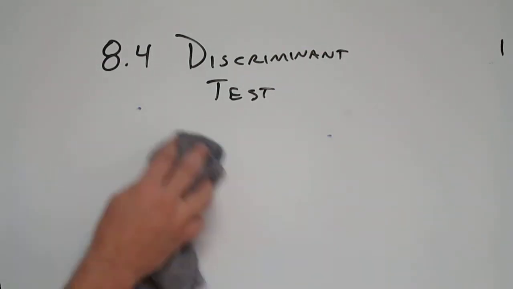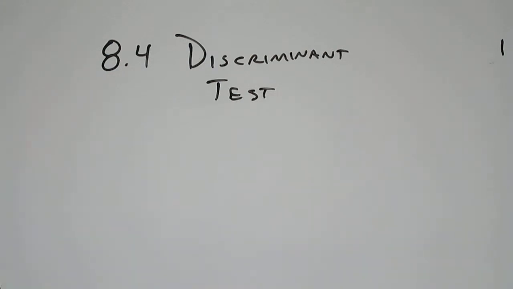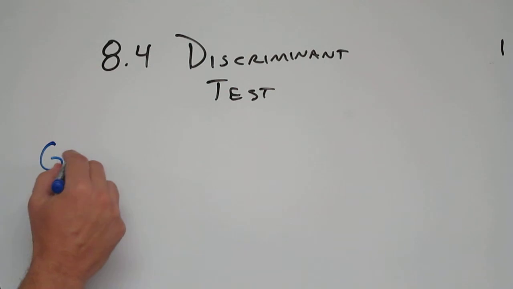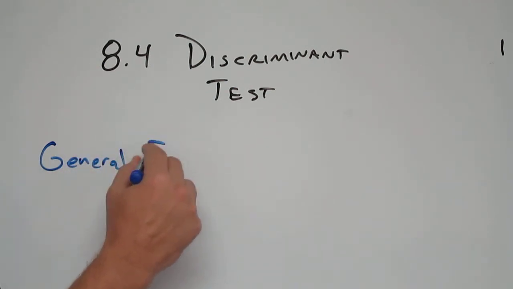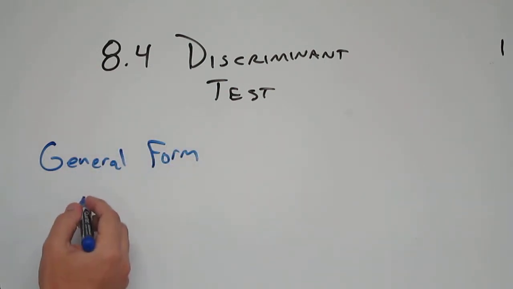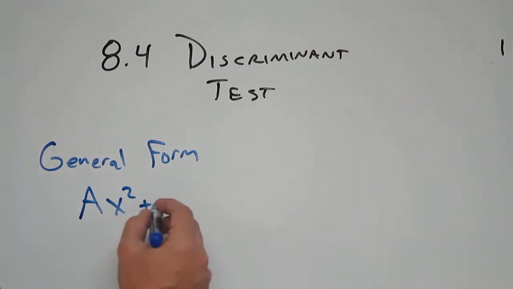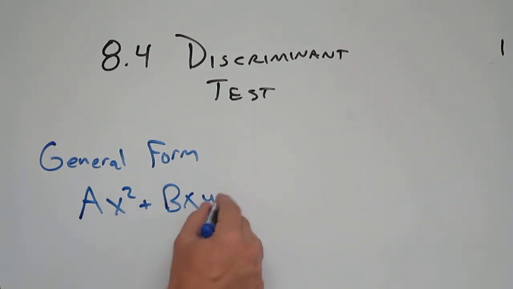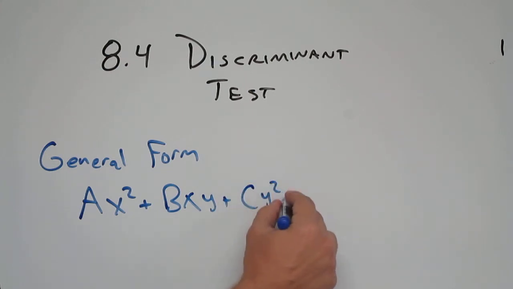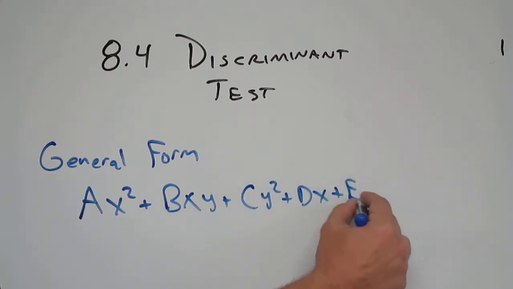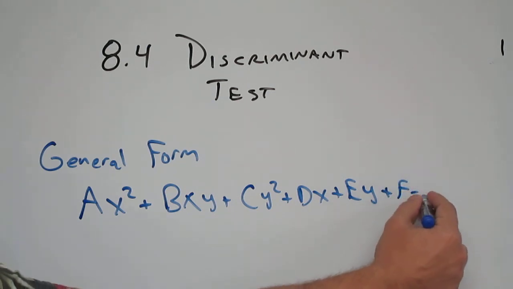Instead, we're going to just talk about how to use the discriminant of a general form equation to determine what type of conic section we have. So we need to talk first, what is general form? General form is what we've been dealing with a lot before, when we've been completing the square to get something into standard form. So it's ax squared plus bxy plus cy squared plus dx plus ey plus f equals 0.